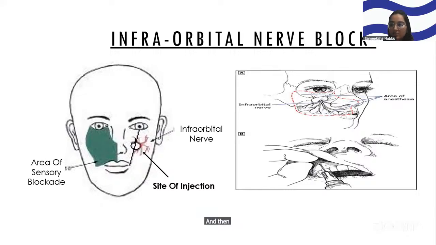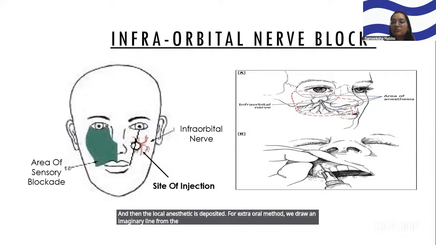We palpate the foramen with the other finger on the outside and direct the needle, and then the local anesthetic is deposited. For the extraoral method, we draw an imaginary line from the midpoint of the pupil and a horizontal line from the ala of the nose. There we palpate and insert a needle at a depth of less than 1 centimeter. We can deposit a local anesthetic.